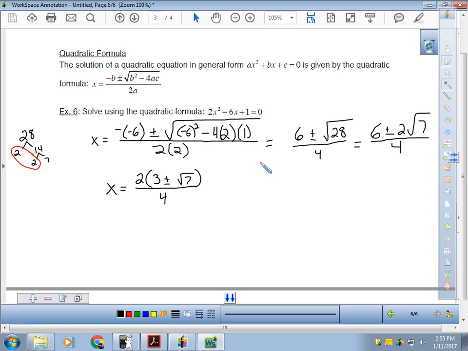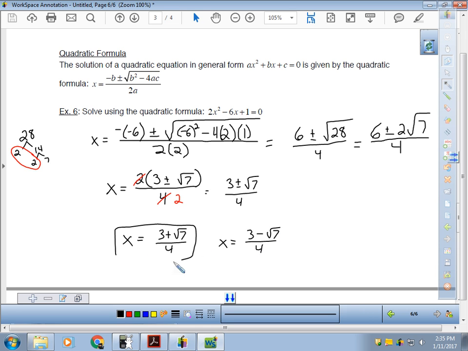So basically I just pulled a 2 out of this, leaving a 3 behind, and I pulled a 2 out of this, leaving the square root of 7 behind. And then this 2 here can cancel out with the 4 down here and leave 2 behind. So what we have is 3 plus or minus the square root of 7 over 2. So that means we really have 2 possible solutions. I have 3 plus the square root of 7 divided by 2, and I have 3 minus the square root of 7 divided by 2. So those are my 2 solutions to this quadratic equation.